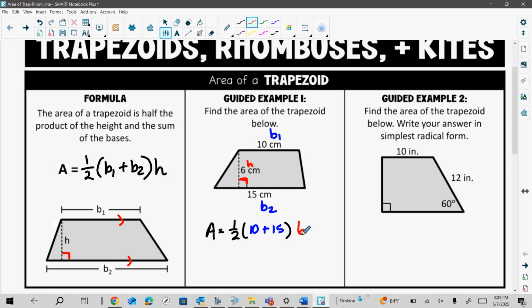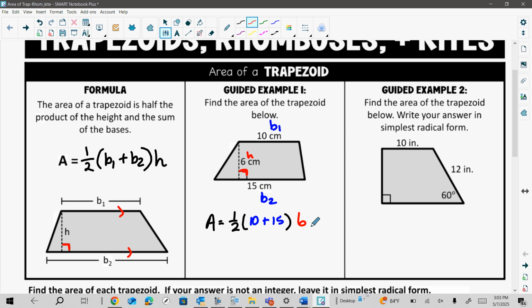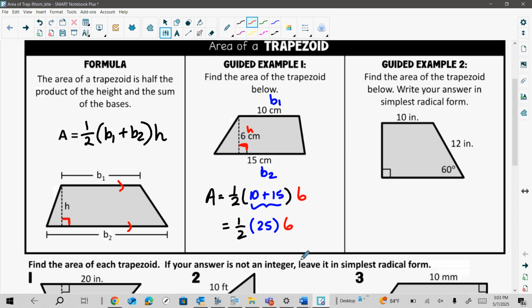So we're going to follow order of operations, which means we're going to add our bases first. So we would get 1/2 of 25 times 6, or half of 6 times 25. So this area actually comes out to be 75 centimeters squared. Okay.